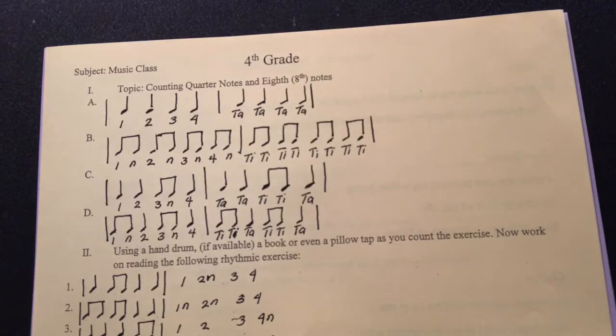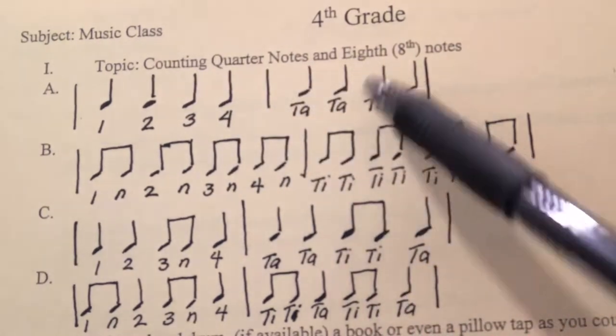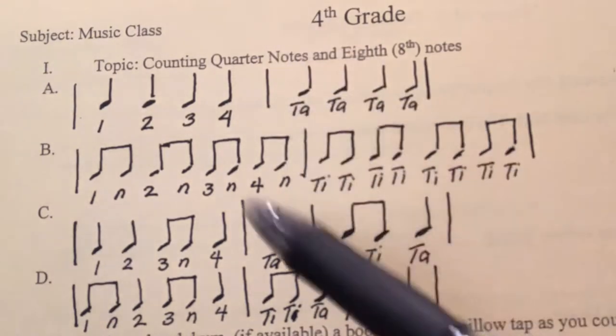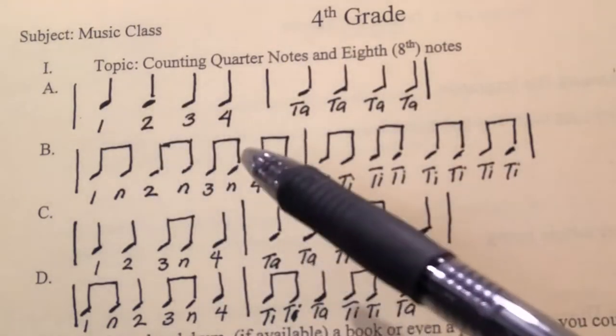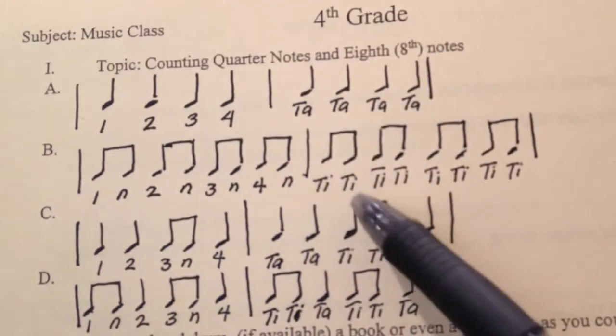Today we're going to be working on the packet that you received before we had the break. As you can see on the top, it says fourth grade counting quarter notes and eighth notes. So that's what we're going to be working on. Let's get to it. Fourth graders, our topic will be counting quarter notes and eighth notes. We're going to do it in two different ways: with just basic counting, but also reciting the rhythmic syllables using tas or tis.